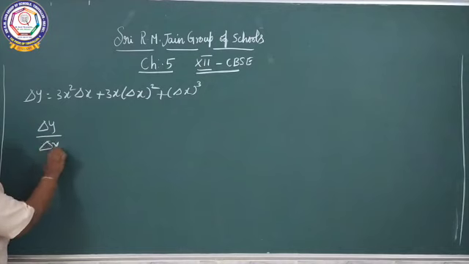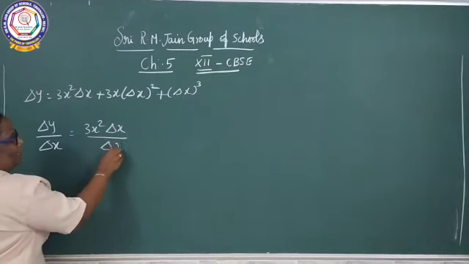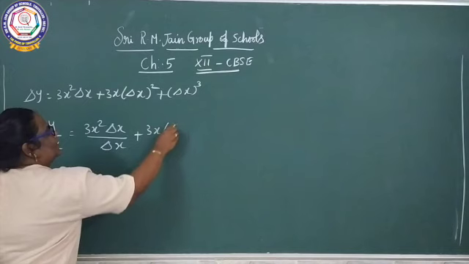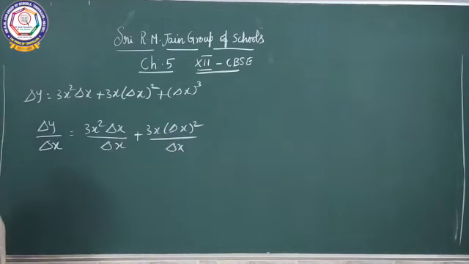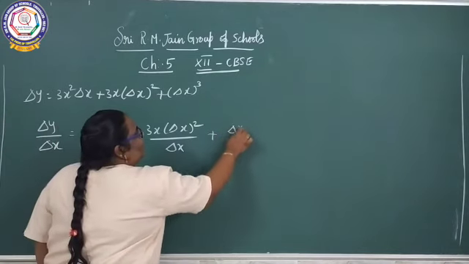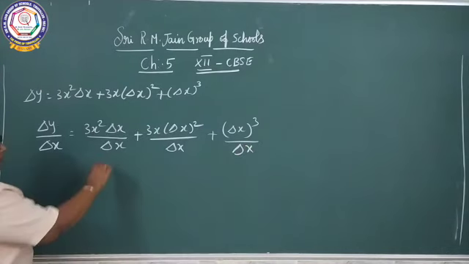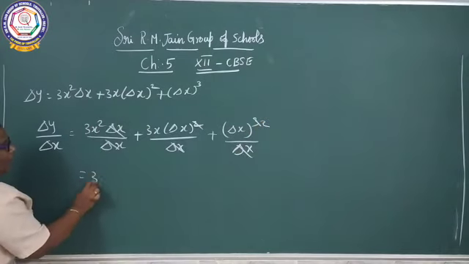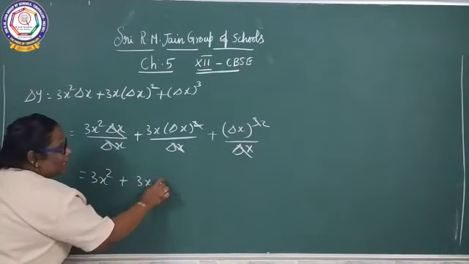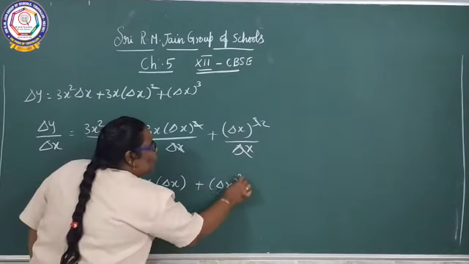Delta y by delta x equal to 3x square delta x by delta x plus 3x delta x the whole square by delta x, next delta x the whole cube by delta x. We cancel delta x. What is the remaining thing you are getting? 3x square plus 3x delta x plus delta x the whole square.